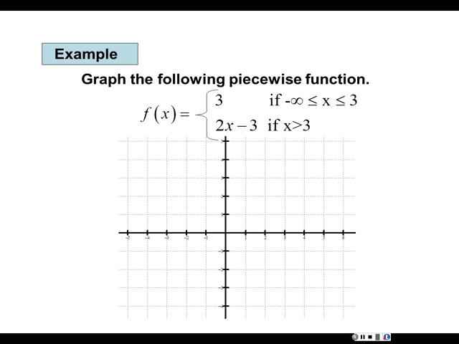So from the negative infinity on this side, it will be all the way up to here. This is a continuous line up to here. That's for the first equation, because that's a constant function. Y is not changing. In the second part, y is changing. How is it changing? 2x minus 3.